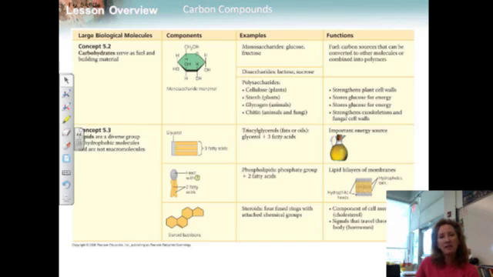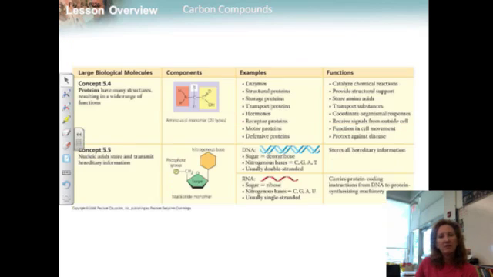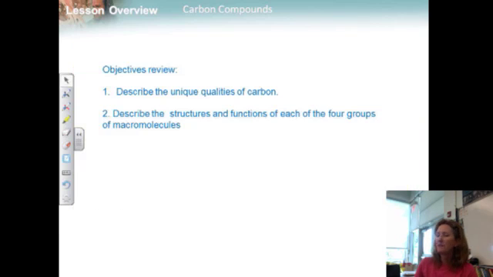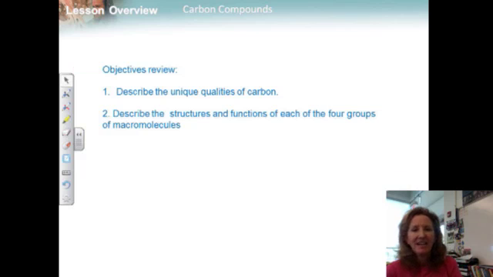Here is a chart that I included with the slide. You can look it over, but it's nice to make your own chart too. So as a final review, ask yourself, can you describe the unique qualities of carbon? And can you describe the structures and functions of each of the 4 groups of macromolecules?